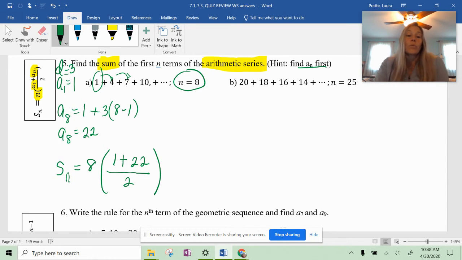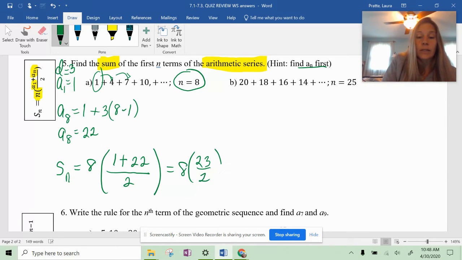So the first number was 1. The 8th number would be 22. So we're averaging those out. So you have 23 over 2, which is obviously a decimal. And then you're going to just multiply it together. So you would have 23 over 2, which is 11.5 times 8, and you would have 92 as the sum of those 8 terms in that series.